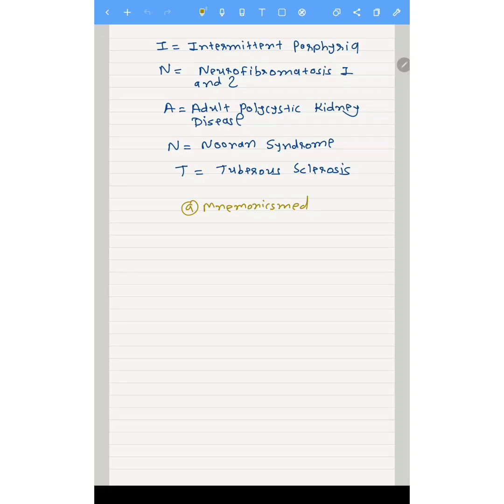I for intermittent porphyria, N for neurofibromatosis type 1 and 2, A for adult polycystic kidney disease, N for Noonan syndrome, and T for tuberous sclerosis. You have to remember all these examples for exams. You can get any of these examples.